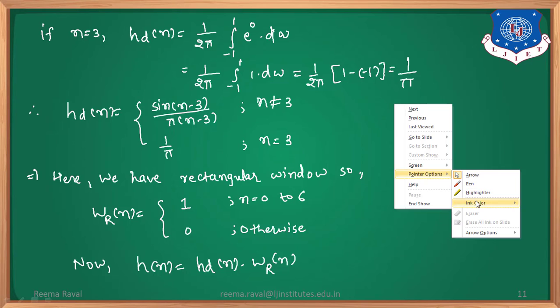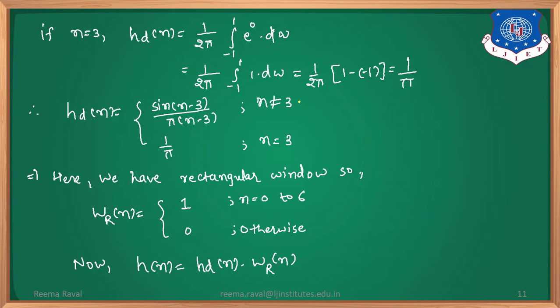So if we look at this, we can say that we have two values: one for the condition n not equal to 3 and one for n equals 3. So the function for us will become hd of n equals sine(n minus 3) upon pi(n minus 3) for n not equal to 3, and for n equals 3 the function we have obtained is 1 by pi.